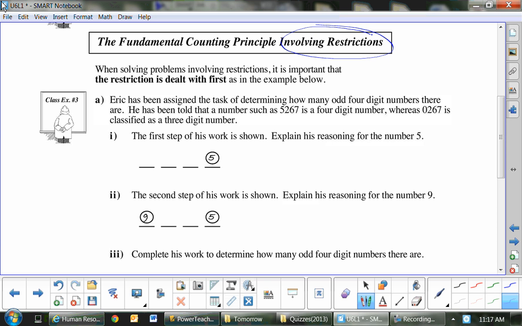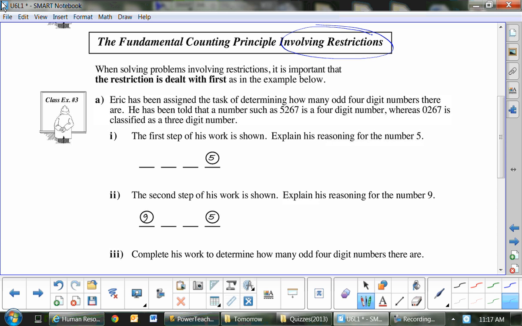Okay, so let's start talking about restrictions. Now, just kind of read along with me here. Eric has been assigned a task to determine how many odd 4-digit numbers there are. He's been told that a number such as 5, 2, 6, 7 is a 4-digit number, whereas 0, 2, 6, 7 is classified as a 3-digit number. Now you need to have that knowledge going to the diploma.